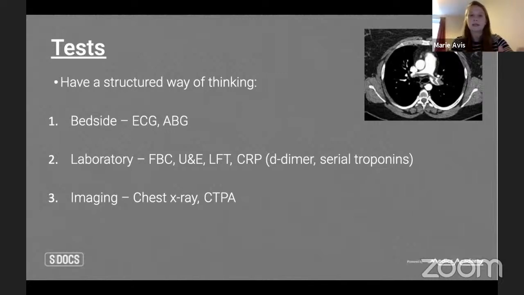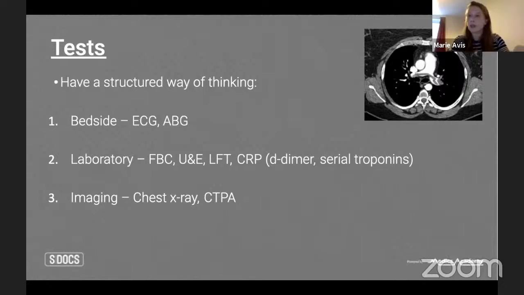Lab testing, these are some classic ones everyone gets in A&E, your full blood count, your U&Es, your LFTs, your CRP. But then some extra ones for this scenario. So a D-dimer might be useful. Generally, a D-dimer is more useful for ruling out a PE. If you say to a consultant, I'm going to use a D-dimer to rule in a PE, they will not like you very much. It has a high negative predictive value, but not a good positive one. And then some serial troponins. So obviously, if they're raised, you're thinking more of a cardiac cause.